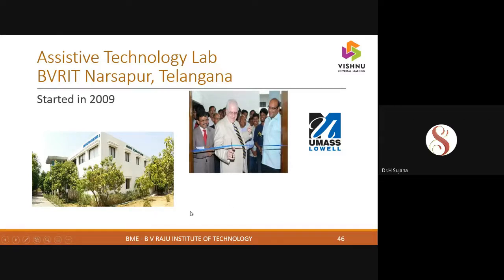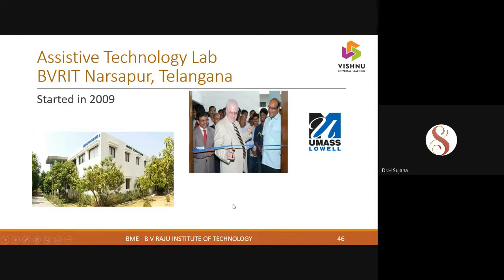So our college started an assistive technology lab in 2009 in collaboration with UMass Lowell. You can see our chairman Sri Viswaraju Garu here, and he is Professor Alan Rux from UMass Lowell. In the initial years, 2009, 10, 11 and all, we took help from UMass Lowell in establishing the lab.